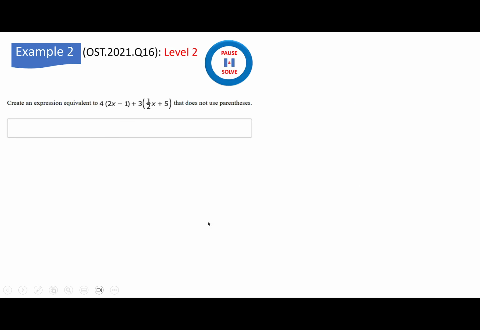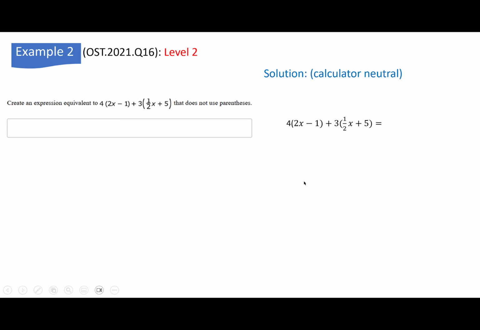Example 2. Create an expression equivalent to 4 times (2x minus 1) plus 3 times (1/2 x plus 5). Okay. Again, 4 times 2x is 8x, plus 4 times negative 1, negative 4. 3 times 1/2 is plus 3 over 2x, plus 3 times 5, plus 15, okay? So you get this answer. You can use it, it's fine, as an answer.